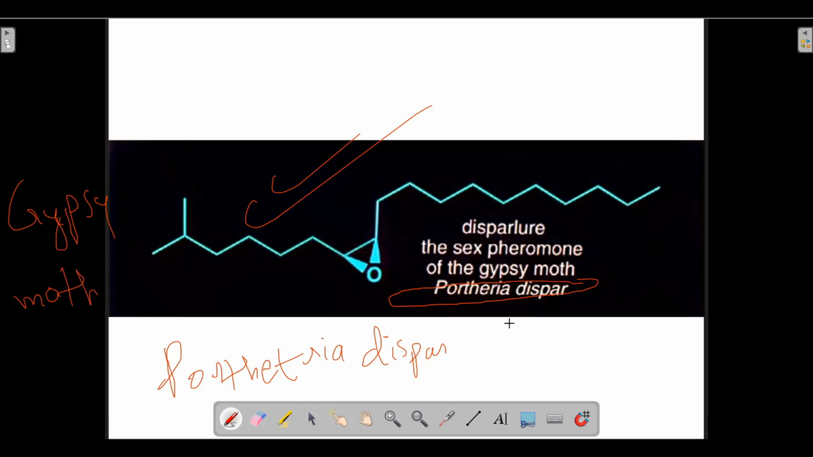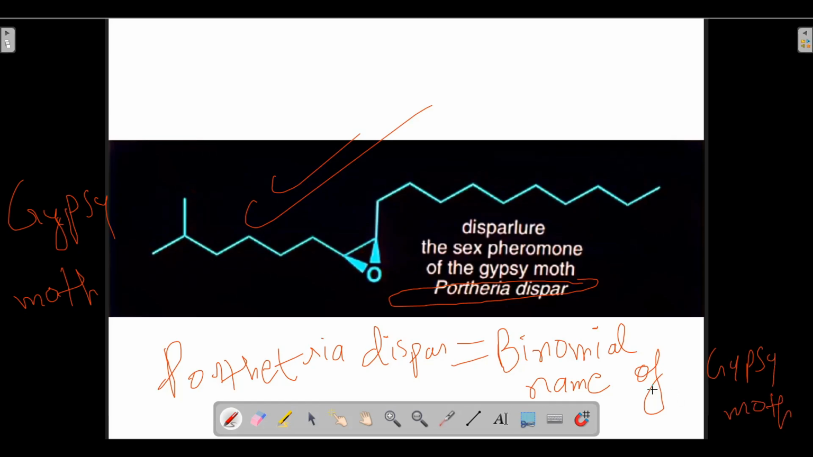Gypsy moth. This is the binomial name of gypsy moth. Okay, what does it mean by binomial name? You can search the internet. Binomial name is the zoological name. So the insect which is called gypsy moth in common language is called Porthetria dispar in scientific language.